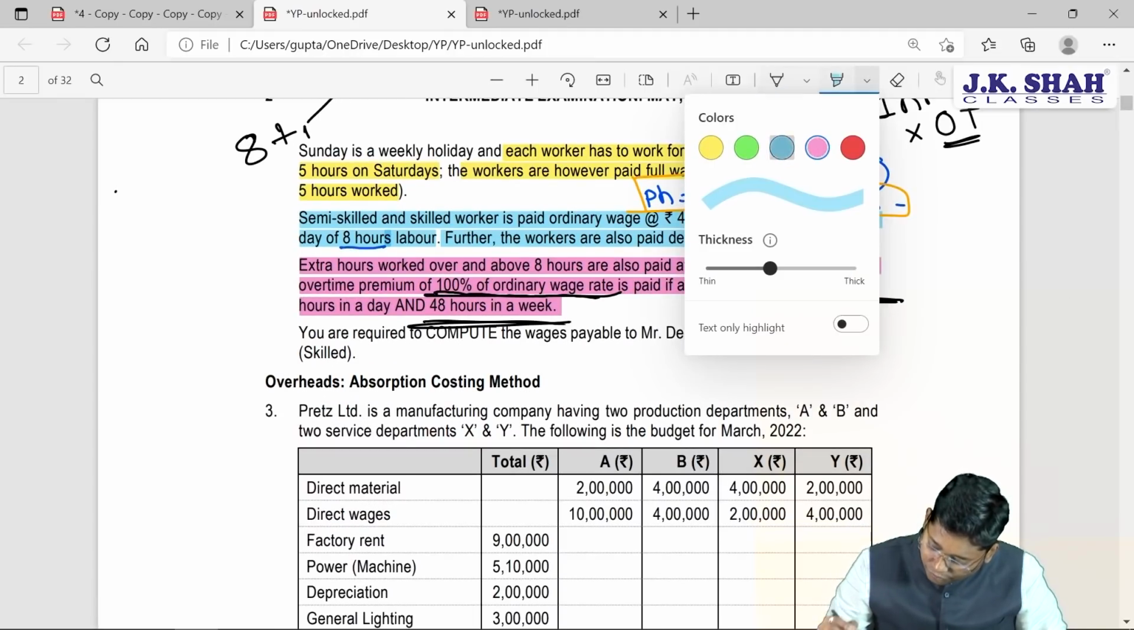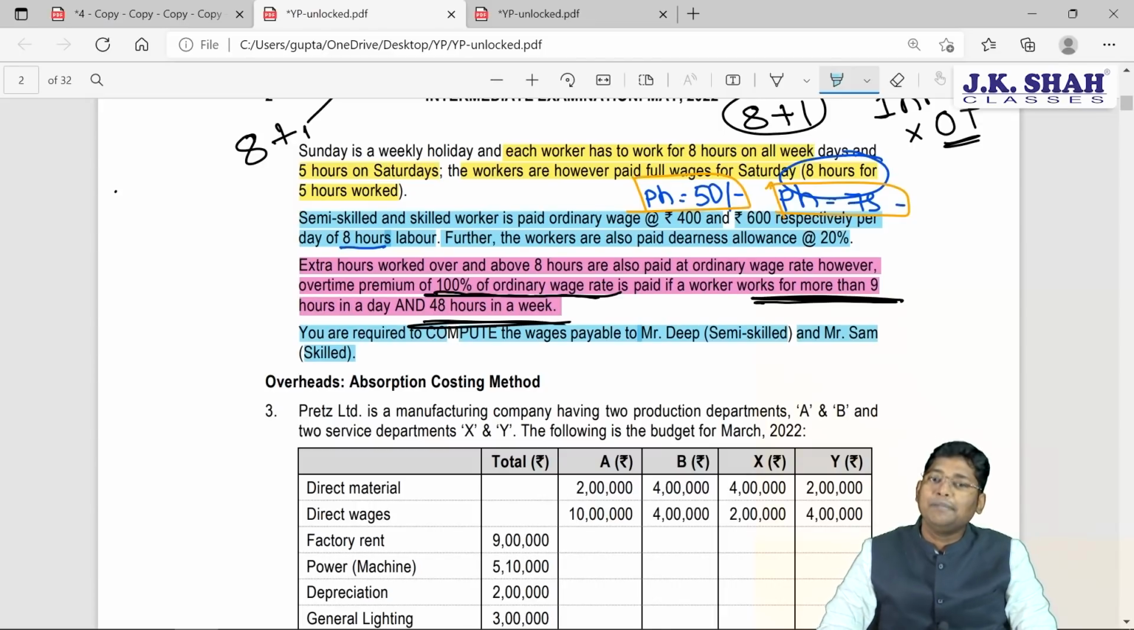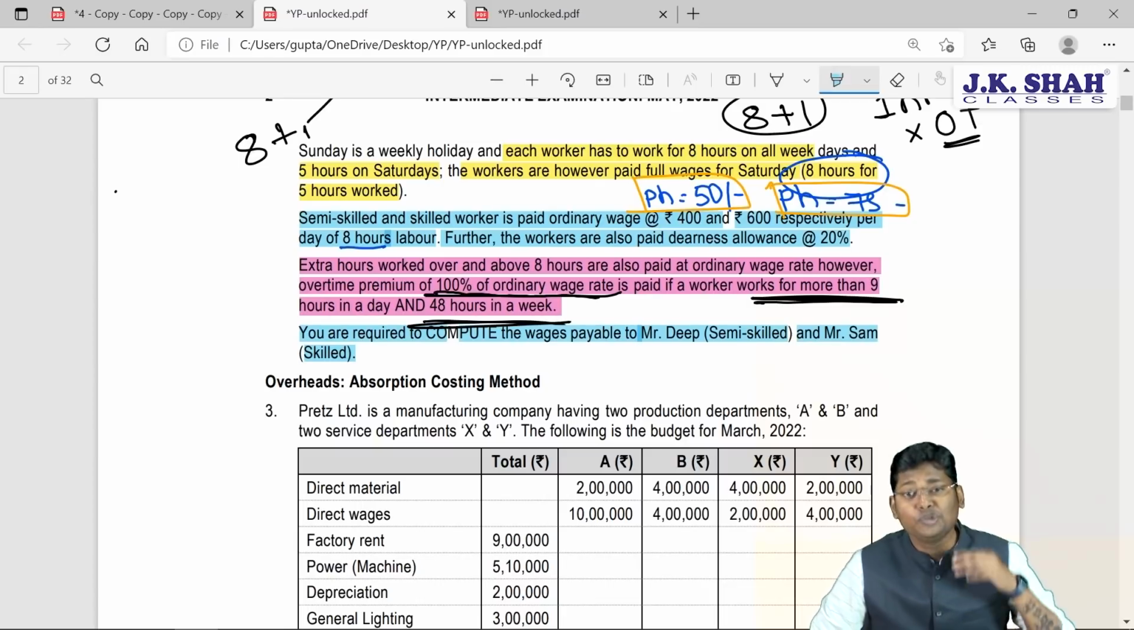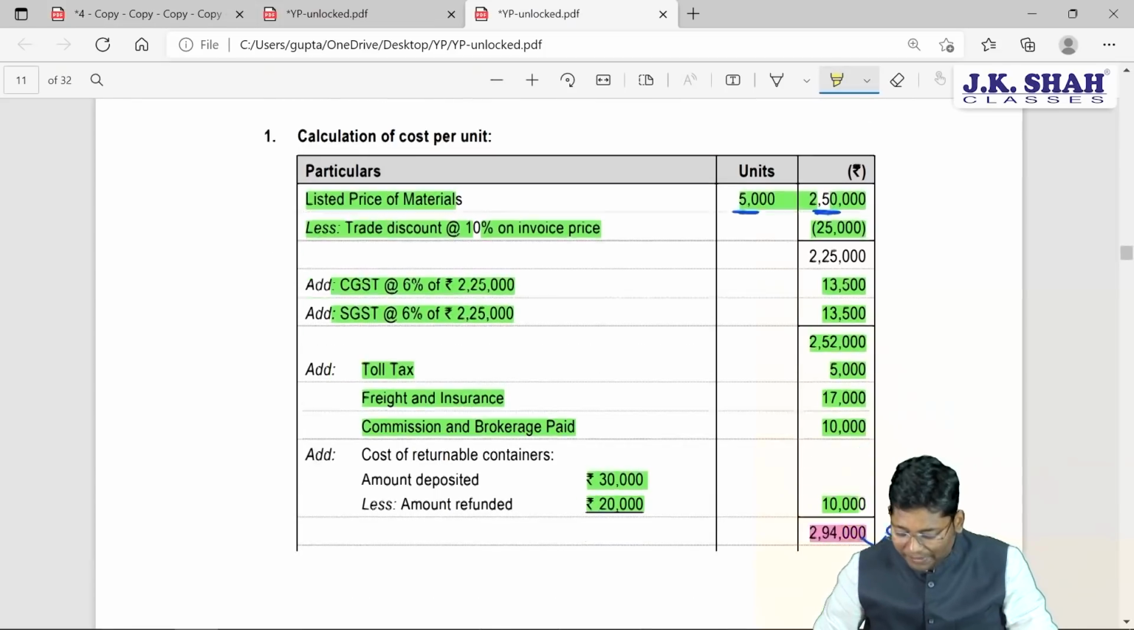Let's read the information. You are required to compute the wages payable to Mr. Deep and Mr. Sam. That is, Mr. Deep is your semi-skilled laborer and Mr. Sam is your skilled laborer. For both of them, we need to compute the wages payable. So, for that computation, first you need to compute the number of hours to be paid for the first worker and the number of hours to be paid for the second worker.